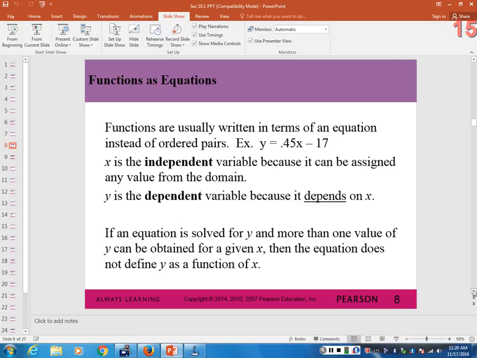Another word for independent and dependent variables are input, because it's what you put in the function, and output, because after you put in your x value, the output is whatever happens according to the rule of the function. So if an equation is solved for y, and more than one value of y can be obtained for a given x, then the equation doesn't define y as a function of x. And we're going to look at some equations where that doesn't happen.